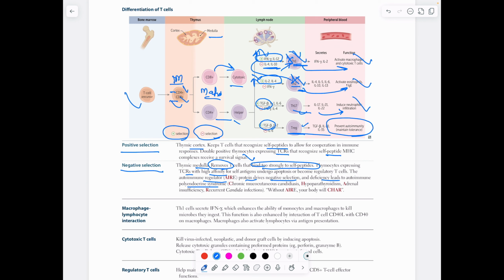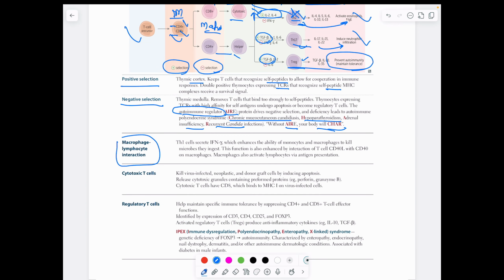And there's a mnemonic: without AIRE, your body will cheer. Without AIRE, the body will cheer. AIRE means autoimmune regulator. And cheer means all the diseases that lead to autoimmune polyendocrine syndrome, like chronic mucocutaneous candidiasis, hypoparathyroidism, adrenal insufficiency, and recurrent candida infection.